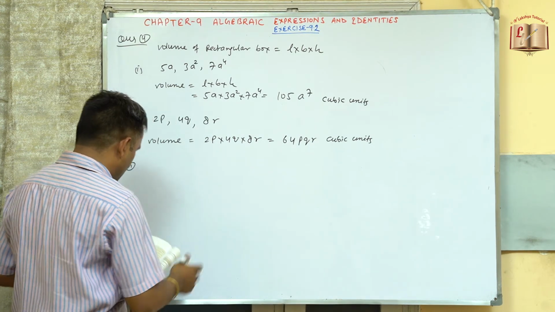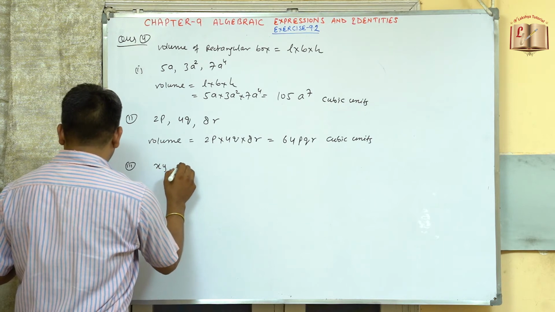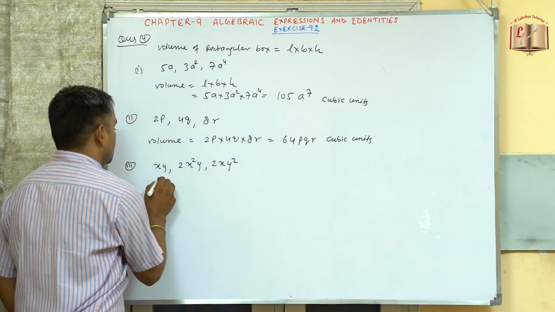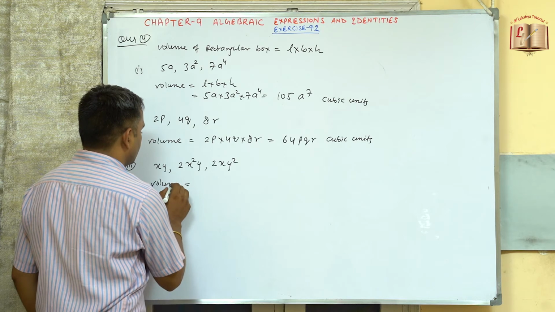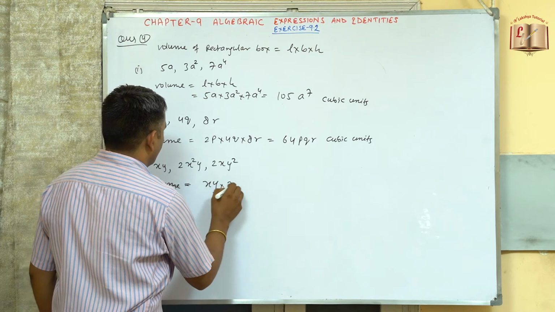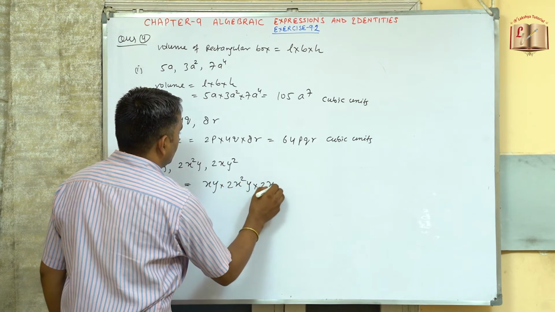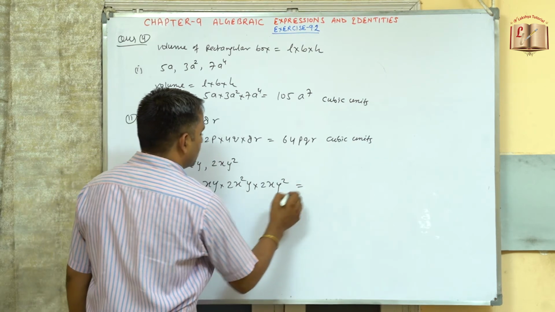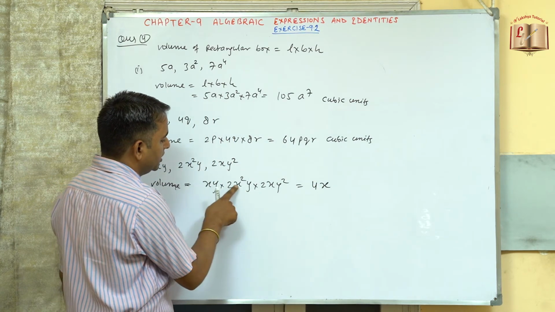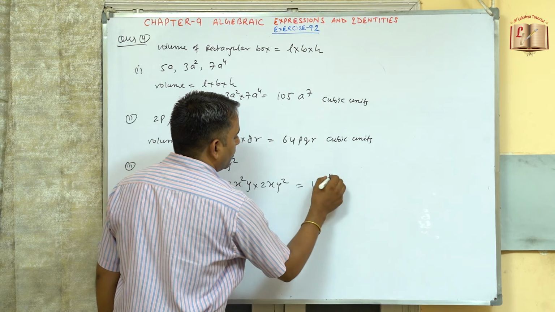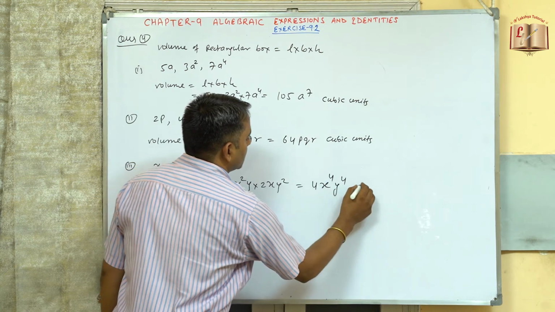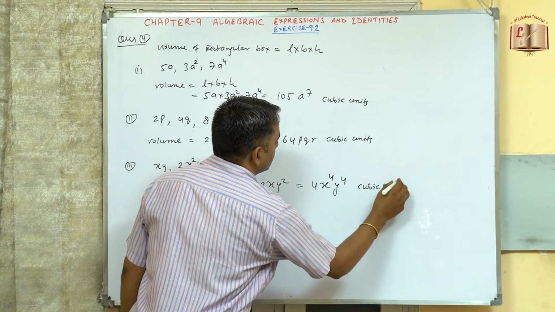Coming to the third part of it, dimensions are xy, 2x square y and 2x y square. So volume will be equal to xy into 2x square y into 2xy square. So this is equal to 2 to the power 4, and x to the power 1, 2, 1, that is 4, and y to the power 1, 1, 2, that is 4. So this is now cubic units.